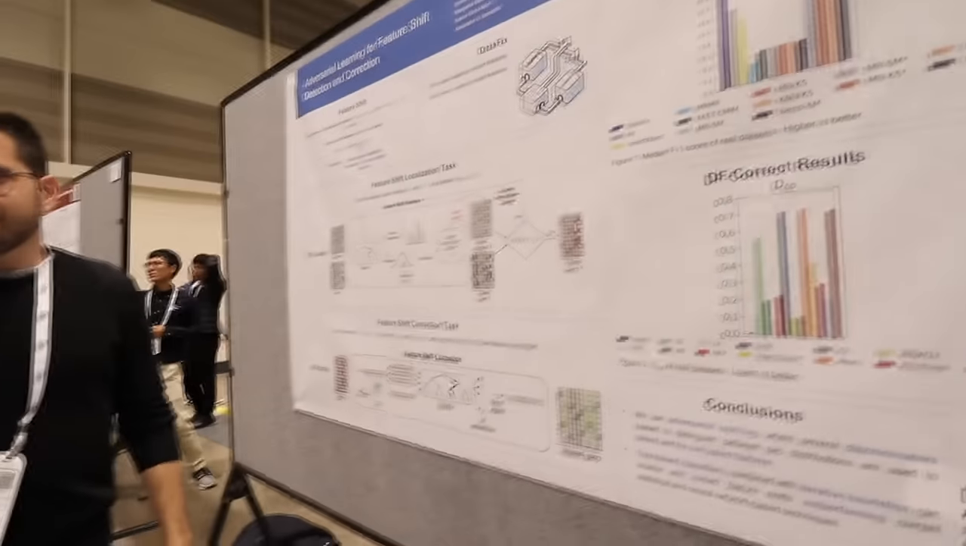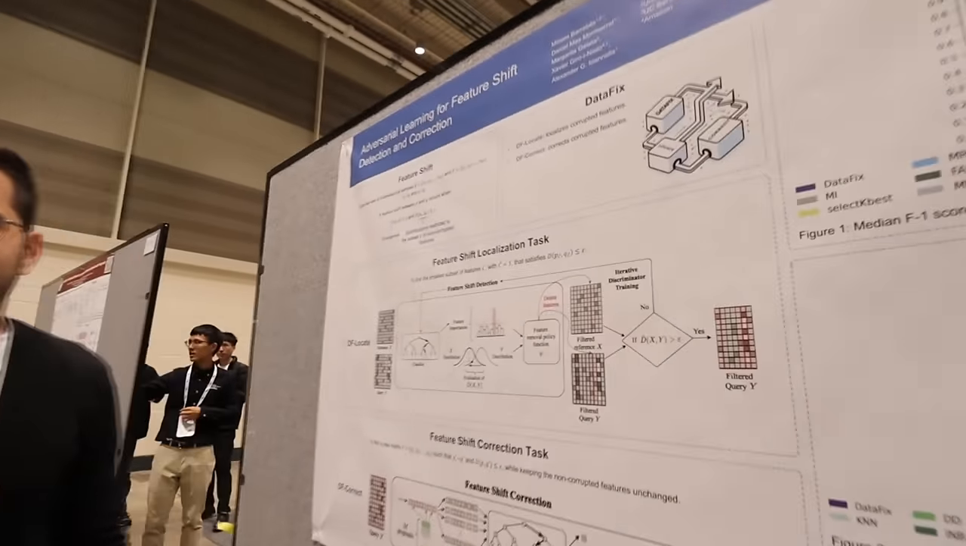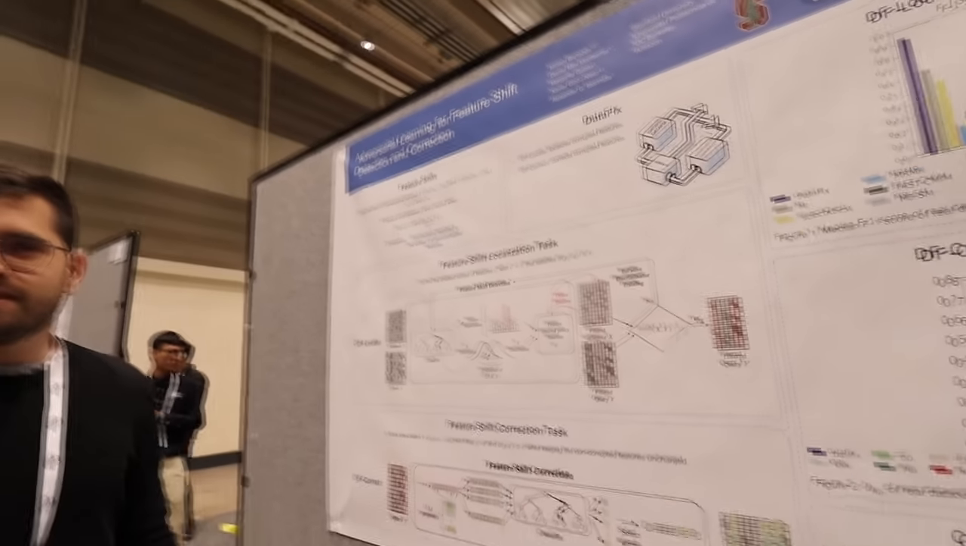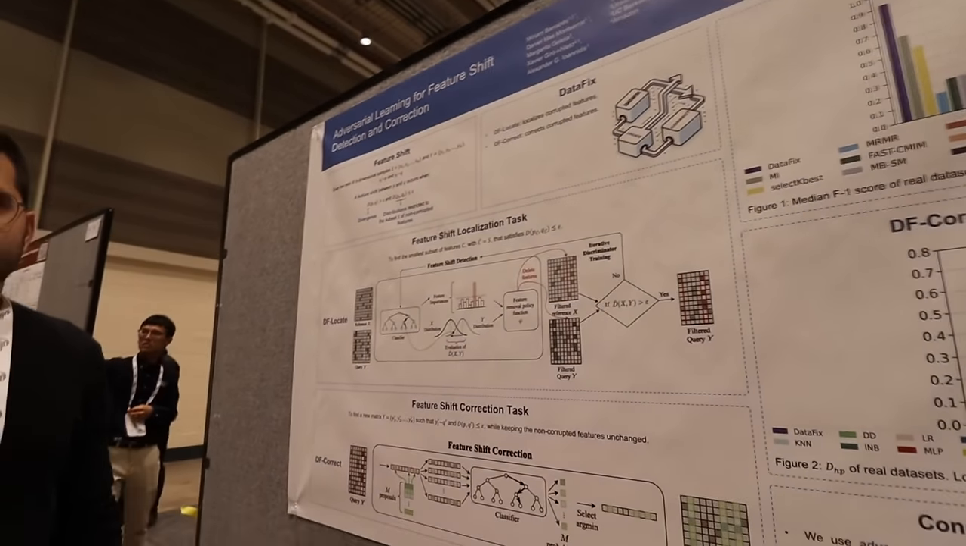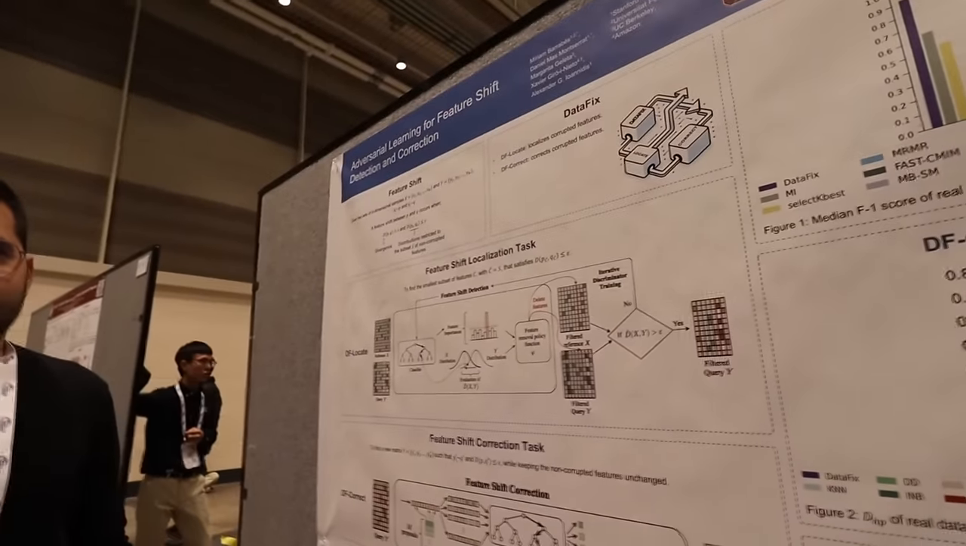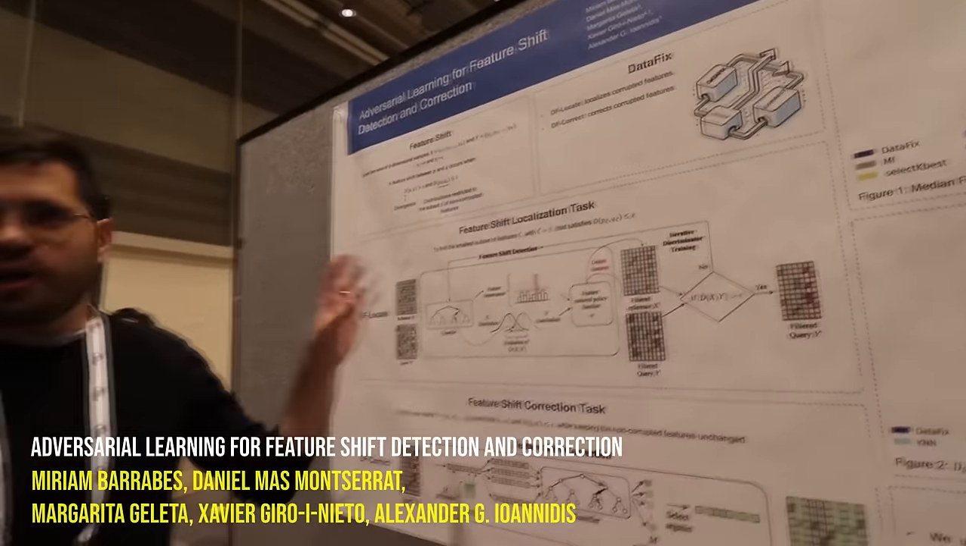We were reeled in. I have not looked at the paper. Do you want me to walk you through? I think we know a little bit what feature shift is and what adversarial learning is, but we don't know how it goes together. Let me give you the motivation and why we did this.